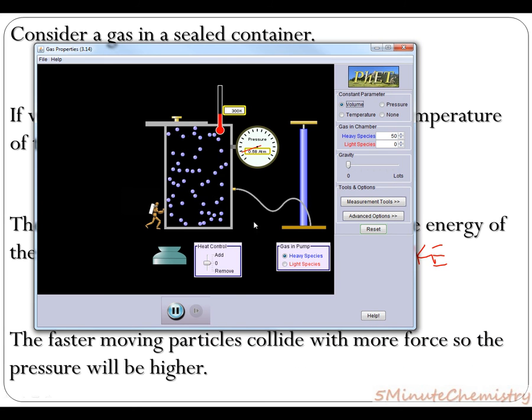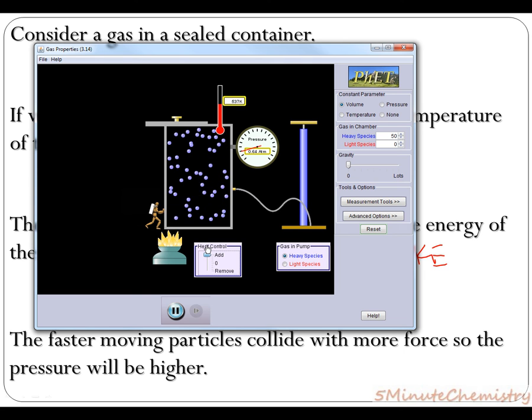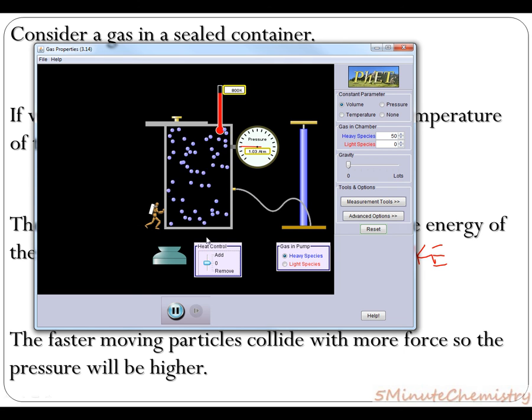I want to increase temperature. We were at 300 degrees. Now I'm going to raise that temperature up. And you notice we went from a 0.5 pressure value up to around 1.3. So an increase in the temperature increases the speed of our molecules, and that in turn increases the pressure.